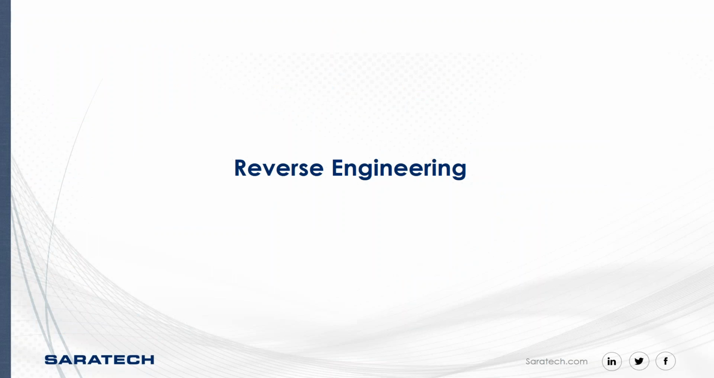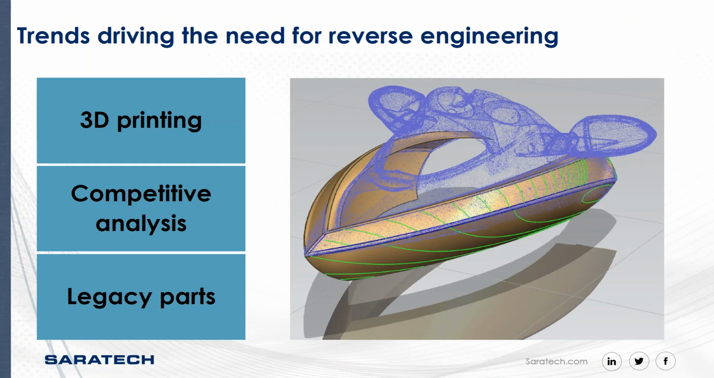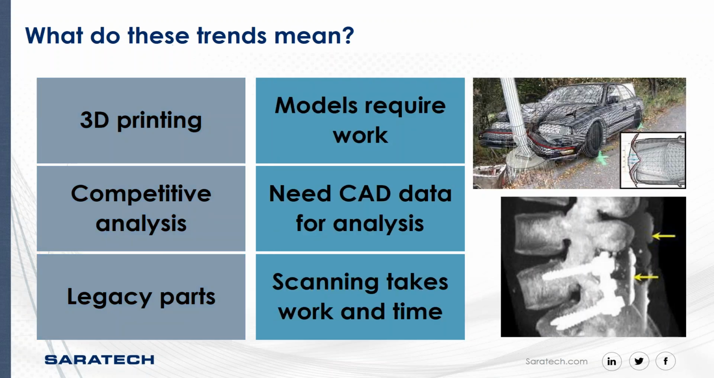Alrighty. So next, we'll kind of get into some reverse engineering. So trends that drive the need for reverse engineering. So this includes 3D printing, competitive analysis, and legacy parts. So with 3D printing, there's different forms of 3D printing, which include SLS printing or FDM printing. With FDM printing in particular, you have to keep in mind some of the support structures in your design. With reverse engineering, you have the ability to manipulate your models to cater it to what your manufacturing style or technique or method is going to be.